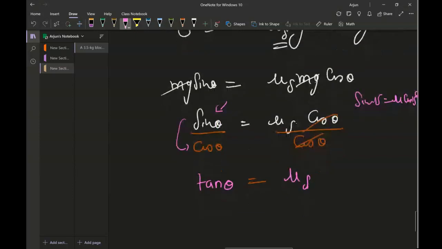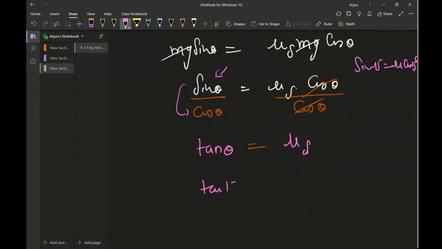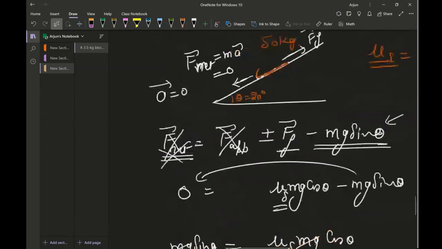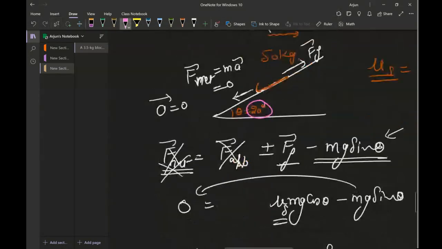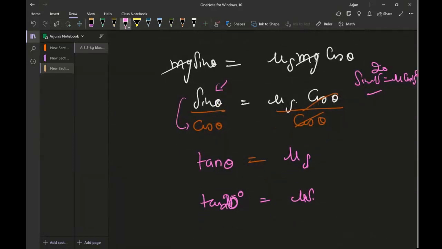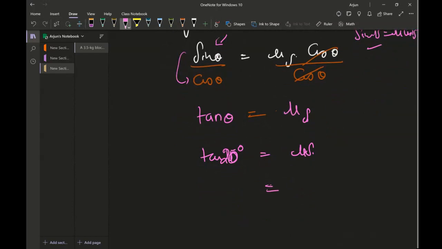So tangent of 15 degrees equal to mu s, and then tangent of, well, is it 15 or 20 degrees? It is 20. So don't use 15, use 20 here. So I'm going to use the 20 down here also. So tangent 20, the value comes out to be 0.36 equal to mu s.